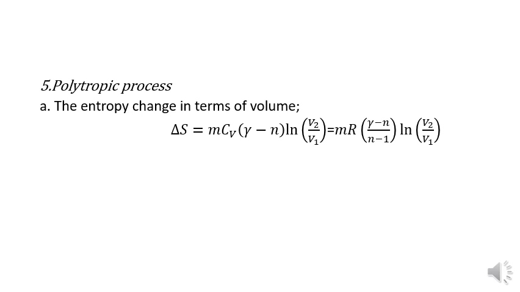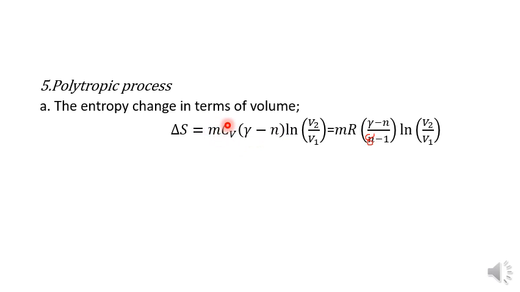We all know that the Cv value is equal to R divided by gamma minus 1. This is the change in entropy in terms of volume. If you remember this one formula, it is easy to write the change in entropy in terms of pressure and in terms of temperature also. So first remember this formula only. If you remember this formula, by simplification we will get all the formulas.